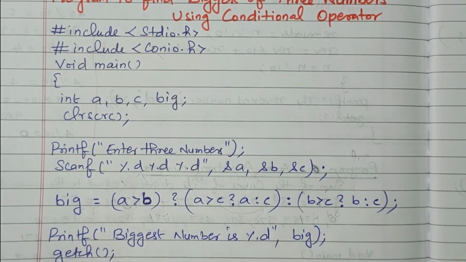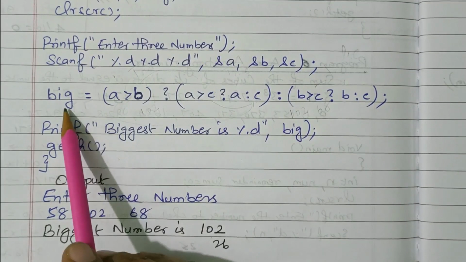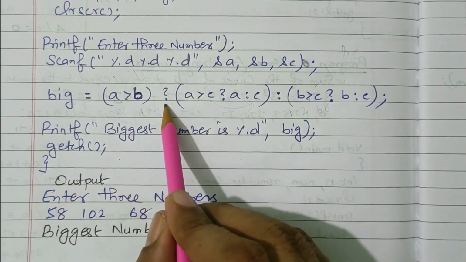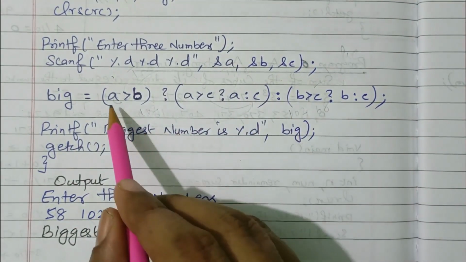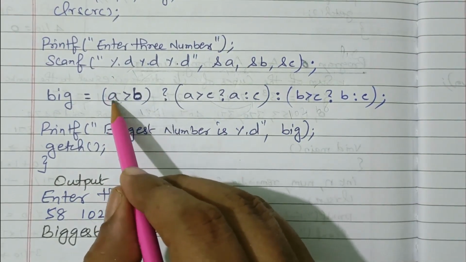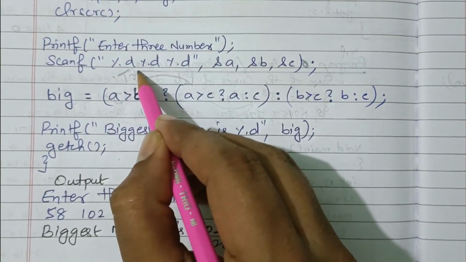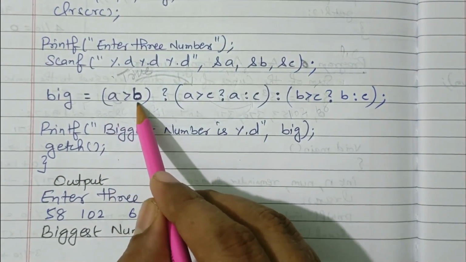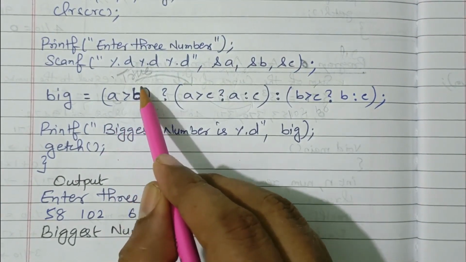So big equal to, we'll check the first condition: A greater than B, then question mark. This is for the true statement, and this is for the false statement. A greater than B. What is the meaning if it is true? True means A is the biggest number so far. So it will go to this statement for the true value. The meaning is A is bigger than B. Right. So A is greater than B, it will go to this statement.